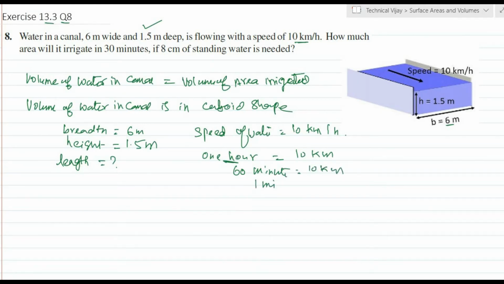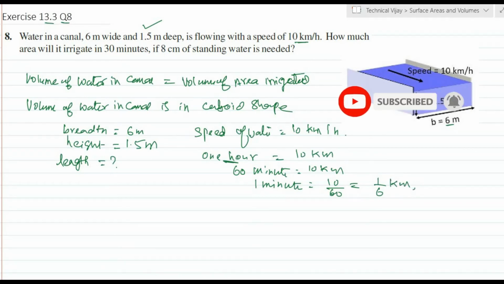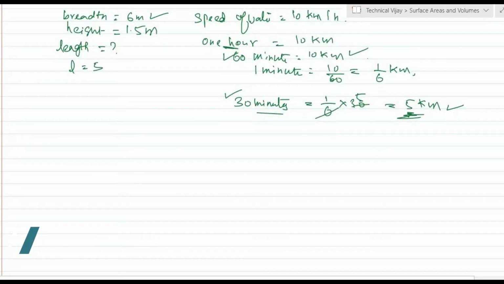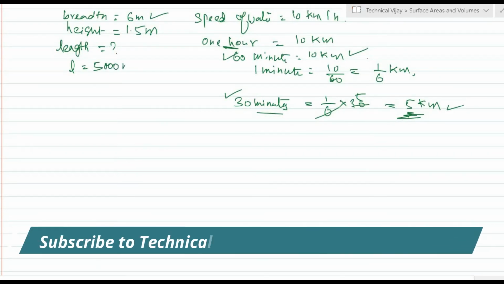For 1 minute, how much is it? For 1 minute, it is 10 divided by 60. So this is equal to 1 by 6 kilometer. Now for 30 minutes, how much is it? For 30 minutes, this is equal to 1 by 6 into 30. 6 fives are 30, so here 5 kilometer. So for 30 minutes, it will be 5 kilometer length. The length can be taken as 5 kilometer, that is equal to 5,000 meters.